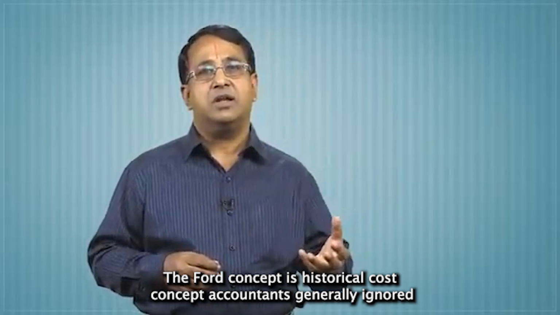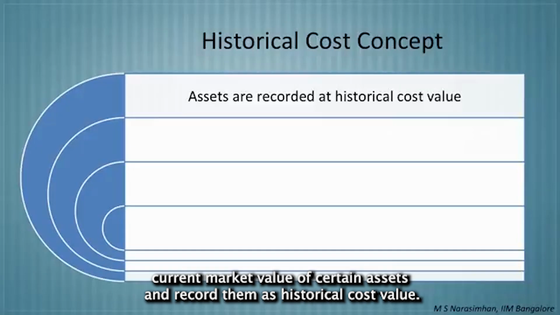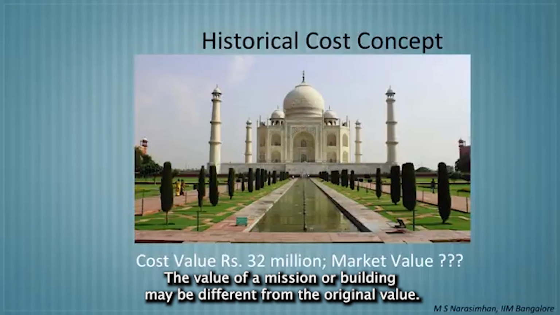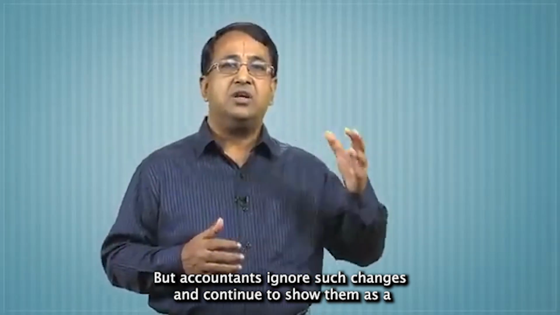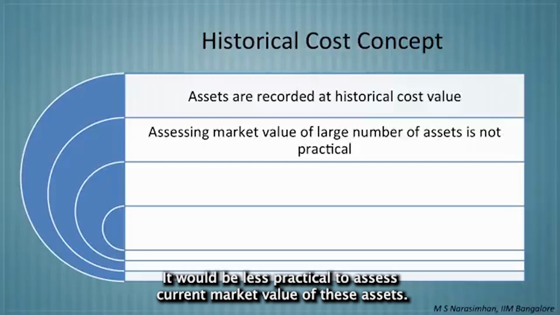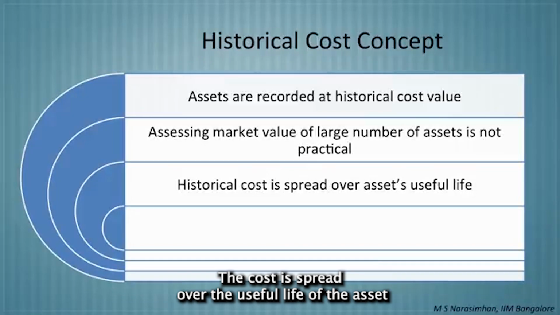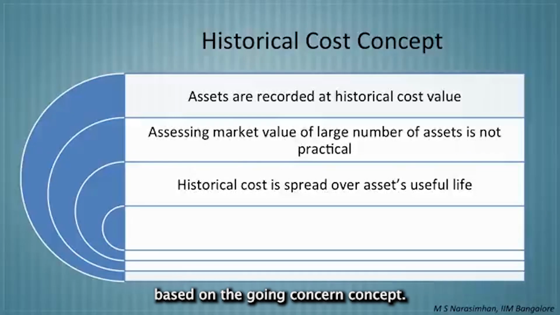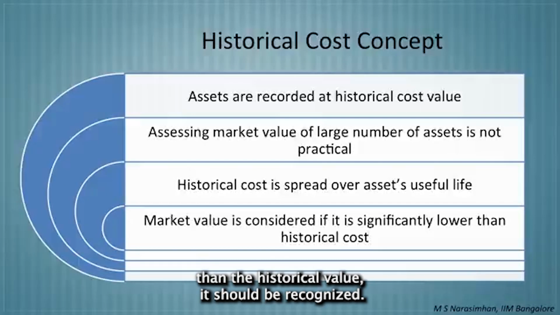The fourth concept is the historical cost concept. Accountants generally ignore the current market value of certain assets and record them at historical cost. The value of a machine or building may be different from the original value, but accountants ignore such changes and continue to show them at historical cost. Large firms like Tata Steel would have thousands of assets. It would be less practical to assess the current market value of these assets. It is convenient to show them at historical cost. The cost is spread over the useful life of the asset based on the going concern concept. If the current market value is significantly lower than the historical value, it should be recognized.